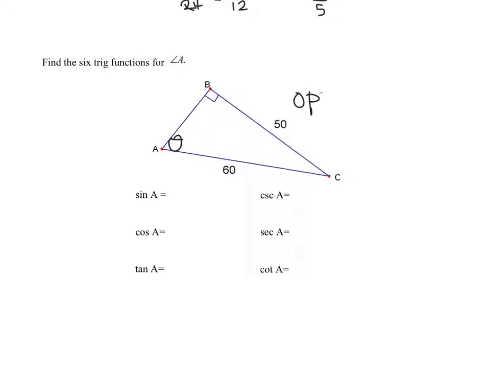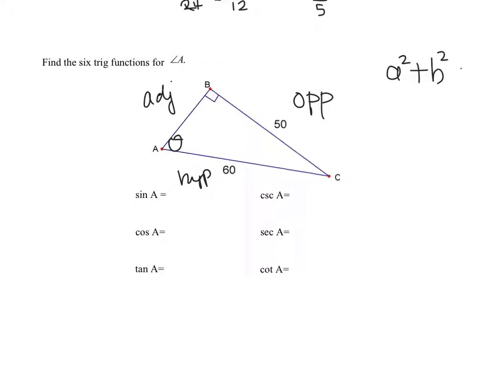So side BC is going to be the opposite. Side AC is our hypotenuse, and side AB is going to be the adjacent side. So we need to solve for the adjacent side of our hypotenuse. And the way we do that is by using the Pythagorean theorem.